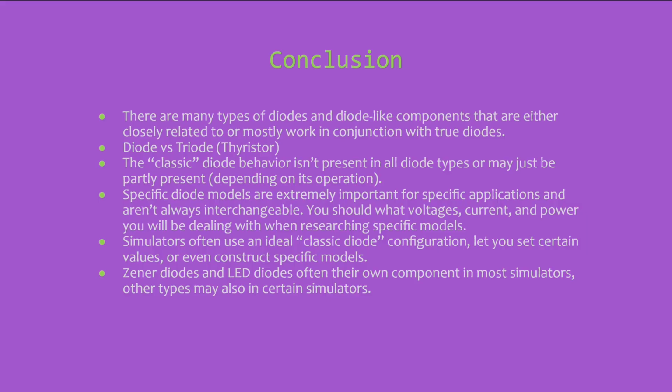Simulators like EveryCircuit just kind of have a classic diode. Falstad lets you actually pick some models, and then if you really want to get fancy, you go with a Spice simulator. Zener diodes and LEDs often, though, at least have their own components in most simulators. You might have to look to other simulators for different types.